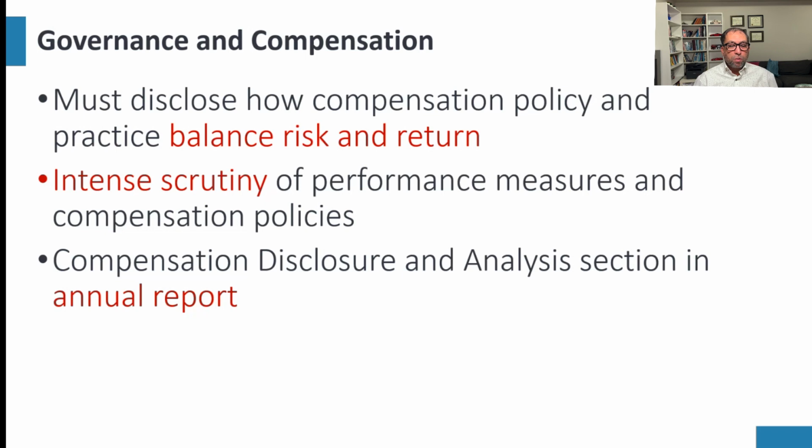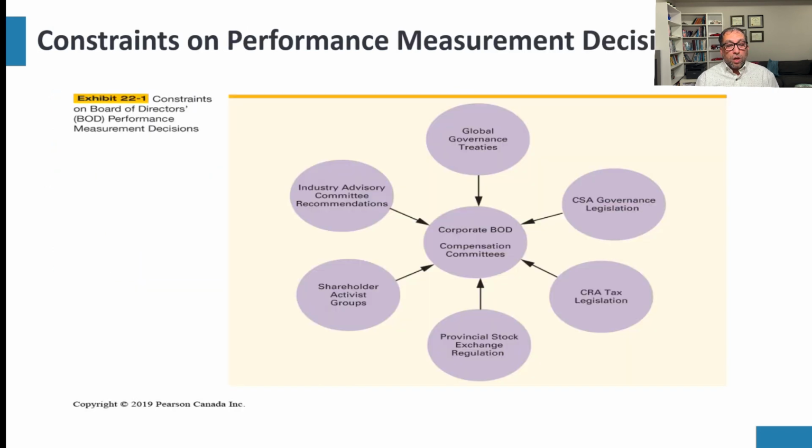Intense scrutiny of performance measure and compensation policies. Compensation disclosure and analysis section in the annual report. So it is also now in the governance model that we have to disclose at least the C-level executives of the corporation, their compensation, their pay packages, or the incentives they are getting in the annual report, so that the stockholders and other stakeholders also know what their managers are getting.